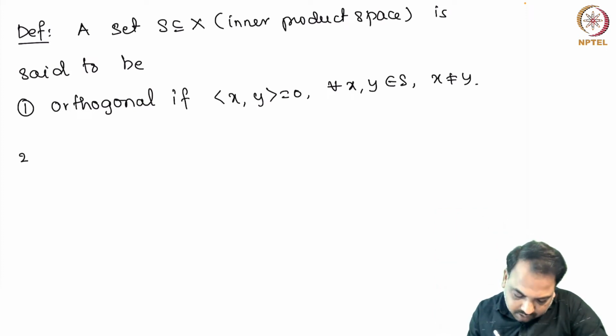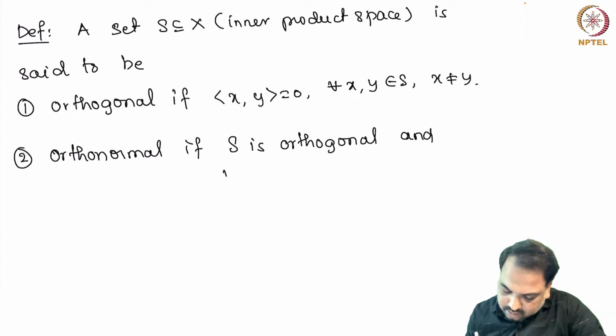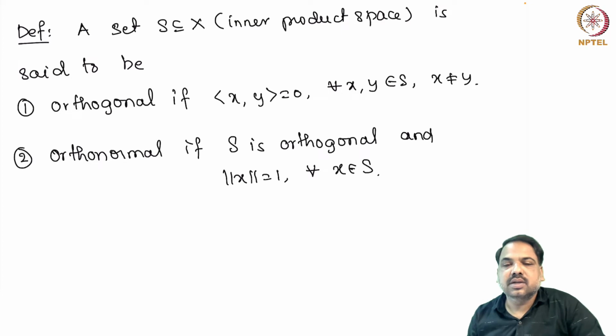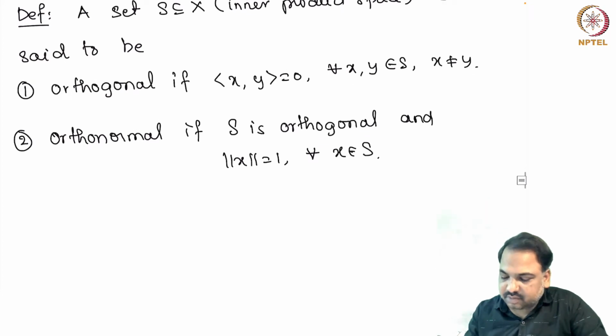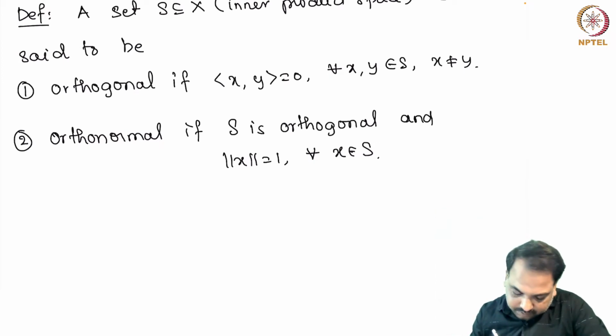We say it to be orthonormal if S is orthogonal and norm of X equal to 1 for every X in S. It's an orthogonal set containing unit vectors. Let us see a few examples and the importance of these orthogonal and orthonormal sets.